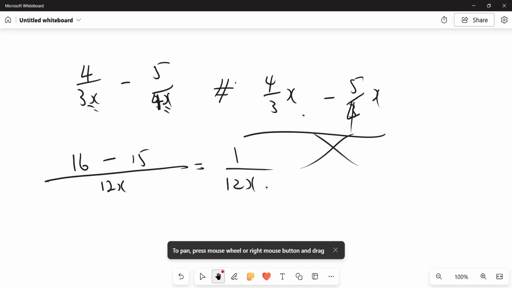You think you get this one? So when you're looking for the LCM, you're not looking for the LCM of 3 and 4 alone, because there's an x here and there's an x there, right?